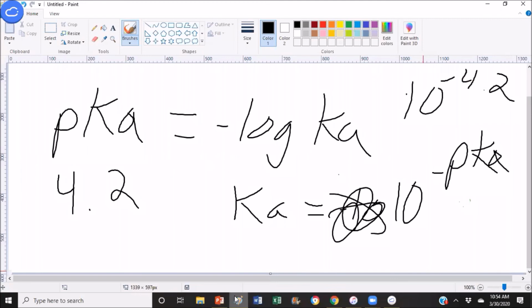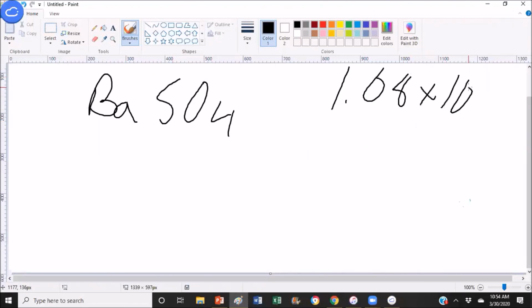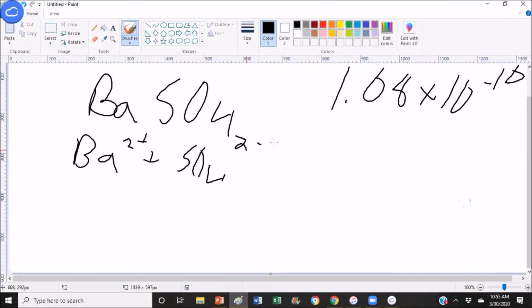So barium sulfate, 1.08 times 10 to the negative 10. Okay. So with that in mind, barium sulfate splits into barium 2 plus and sulfate 2 minus. Don't get chop happy and split this any further. Barium and sulfate. So with that in mind, that's going to be equal to x. That's going to be equal to x. Our KSP is going to be barium times sulfate, or x squared.